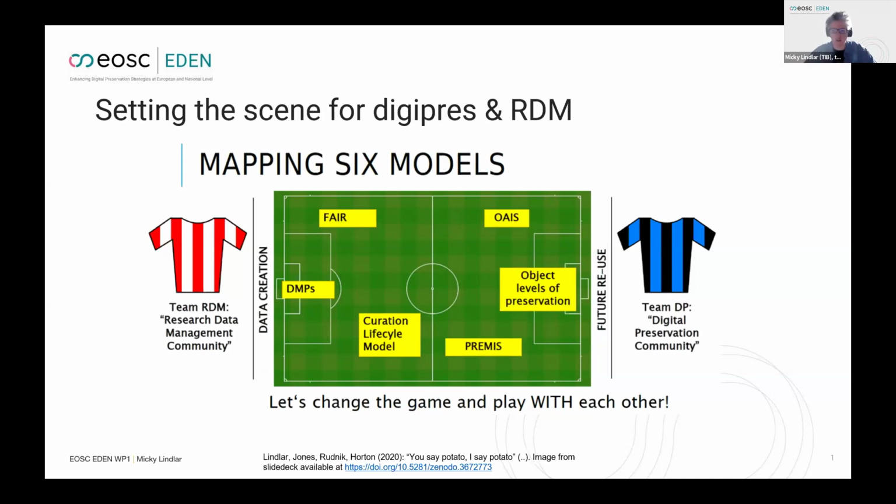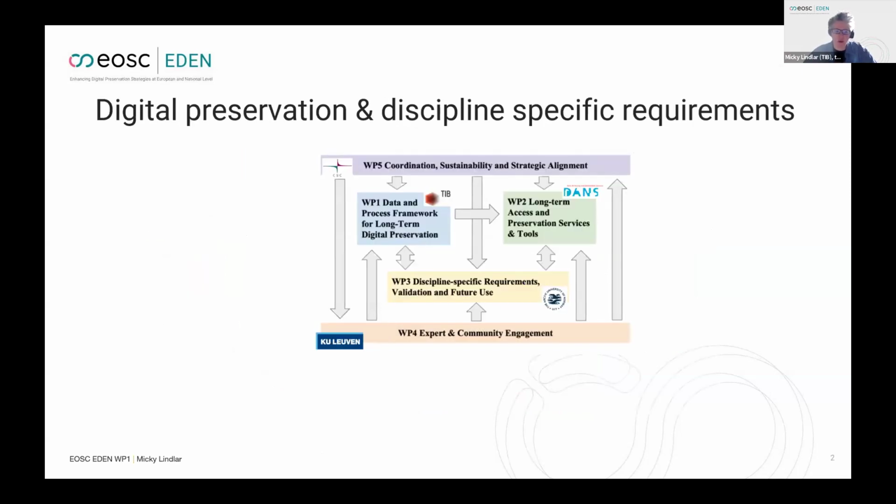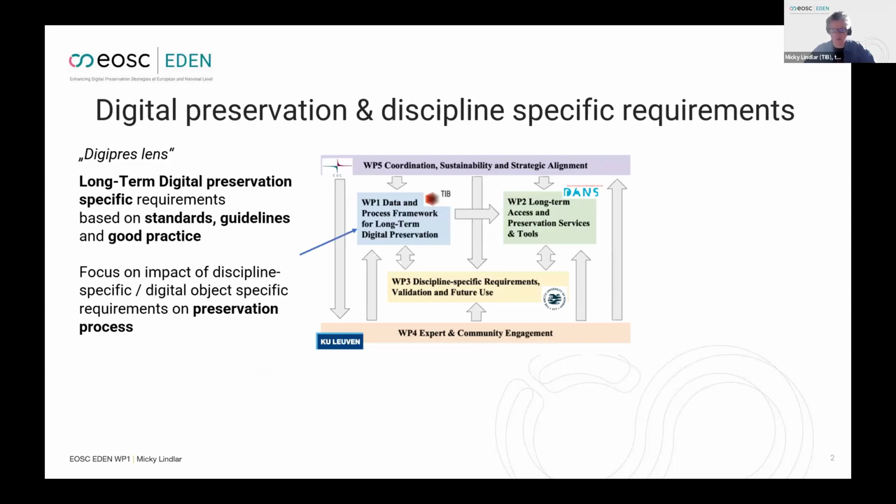And then there's the digital preservation community. If we envision long-term on a time scale, they sit much later in the game and are more oriented towards future reuse. So that is something that we already recognized within EOSC EDEN and embedded it in the project structure. This image you just saw a minute ago. And there's the digital preservation specific lens that is brought into the project in form of Work Package 1.